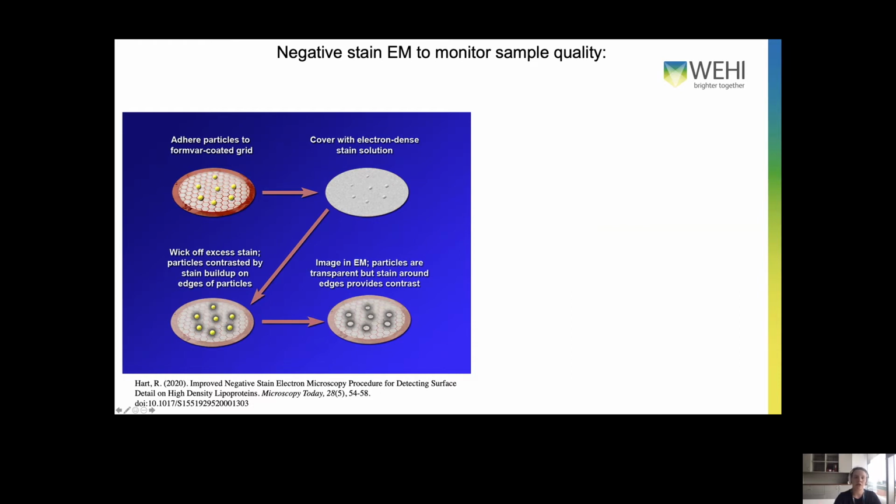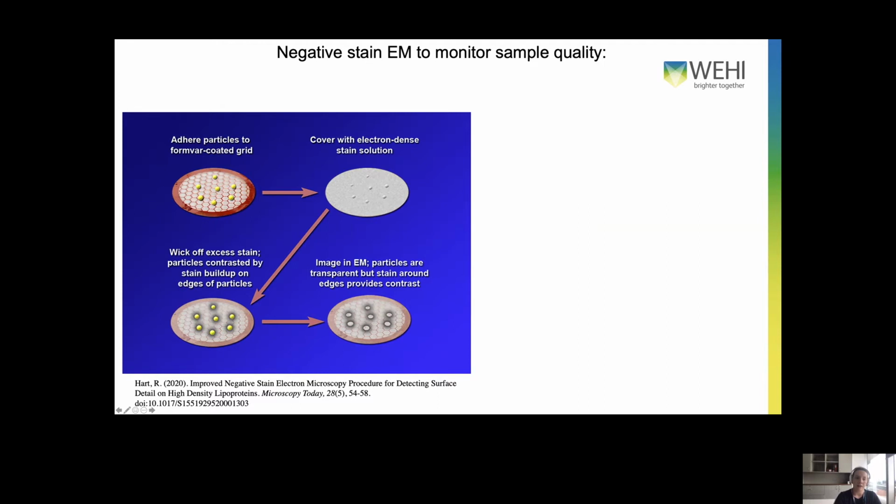This method is used to get preliminary structural information on your complex or protein of interest. For negative stain electron microscopy experiments, we take our sample, in our case the spike nanobody complex, put it on a grid, and then cover it with an electron dense stain solution. In our case, it was uranyl formate, something with a very high density. Then we blot off the excess stain.